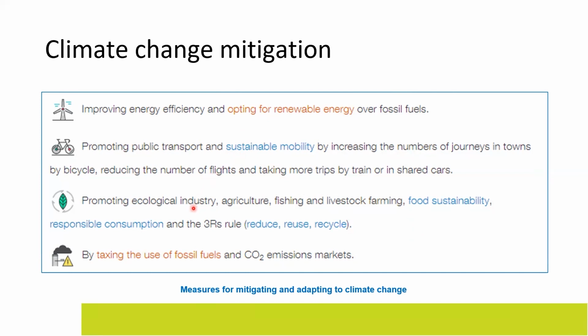We also have promoting ecological industry, agriculture, fishing, and livestock farming, food sustainability, responsible consumption, and the 3 R's, which is reduce, reuse, recycle. And the last one is by taxing the use of fossil fuel and CO2 emission markets. So these are some of the main climate mitigation strategies that you can find and which have been part of what this framework from the COP is focusing on.